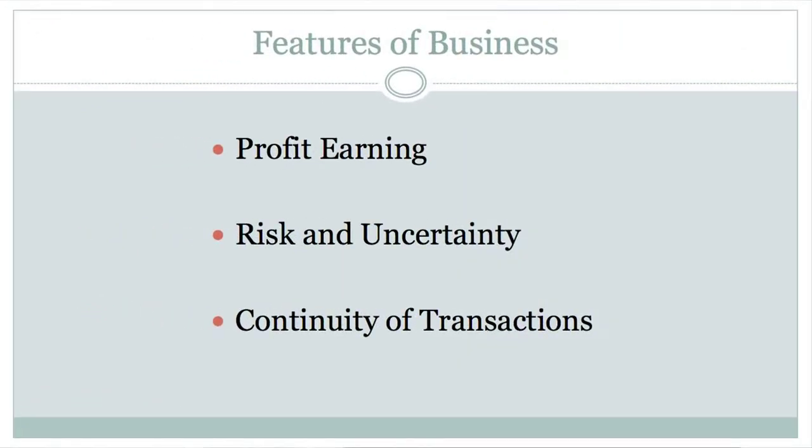So, to be a business, there must be an element of profit earning. Then next is risk and uncertainty. A businessman has to face various risks and uncertainty. We have already stated that the aim of business activity is to earn profit, but in the process of earning profit, we cannot say that there will be no loss. Definitely there may be a loss.